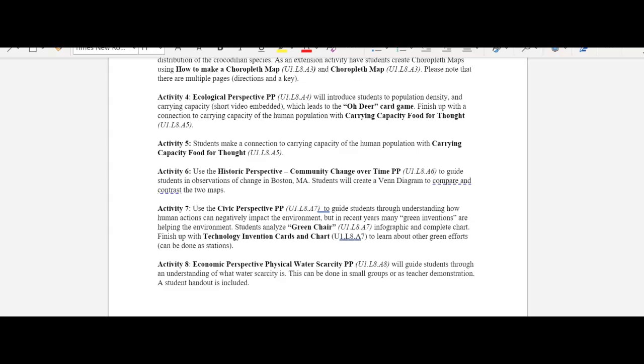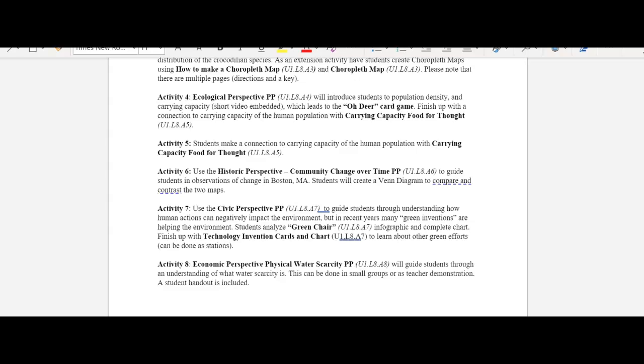And then activity 8 is our economic perspective. And the thing that comes up the most when we talk about economic is having enough water to survive, and how do we make that happen all around the world, because that is an economic issue. And so we're going to guide students through understanding what scarcity is when we don't have enough water. And there's a really good activity that can either be done as a teacher demonstration, or if you're brave, you can set it up for students to actually participate in small groups, where they're going to actually see what happens when you don't have enough water to go around.